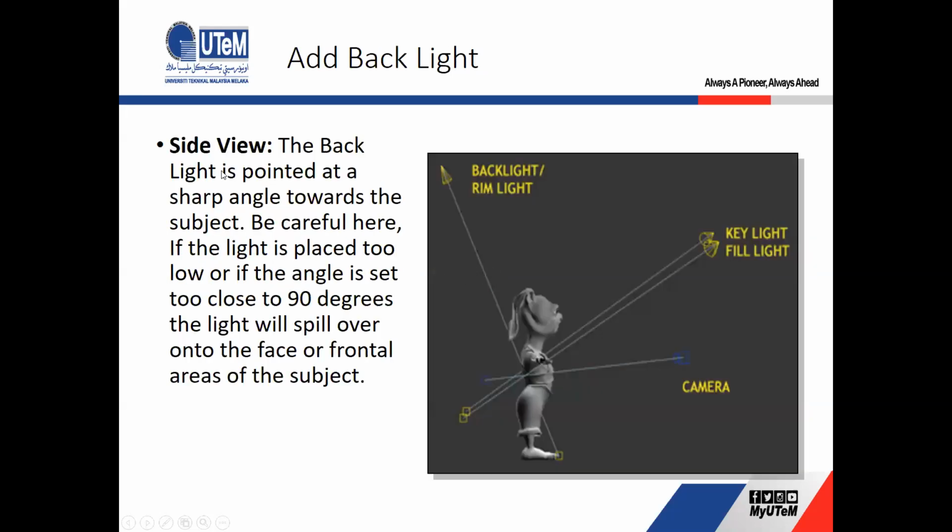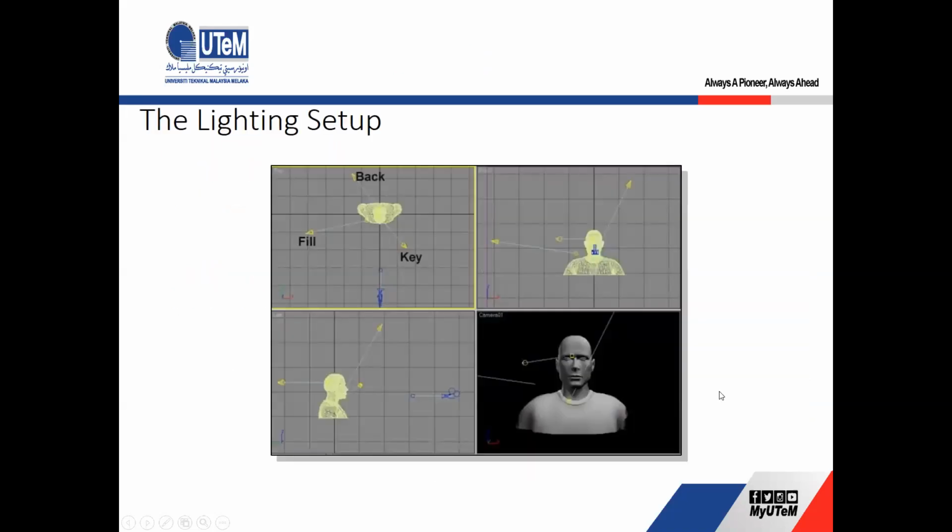Add backlight from the side view. You can see it like this. This is the key light, fill light, and then the backlight from here. And then this is our camera. The lighting setup: this is our camera. Here key, fill and back.